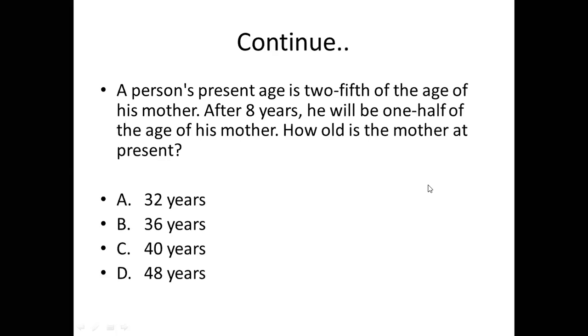A person's present age is 2/5 of the age of his mother. After 8 years, so we are talking about after, not ago, not before. We are talking about after, so it will be addition. So after 8 years, he will be 1/2 of the age of his mother, right? So how old is the mother at present? Yes, anyone? Yes, Shashant has told in the previous question 24.5. Good, great.